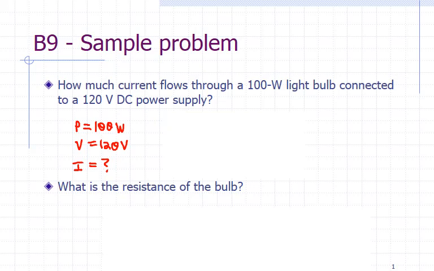So how much current flows through a 100-watt light bulb connected to a 120-volt DC power supply? So if you want to pause the clip and give this a try, you can do that, and when you're ready to check, you can hit play to continue.